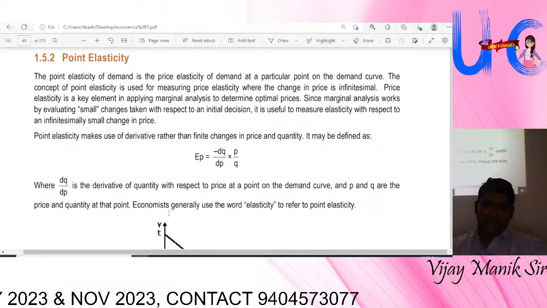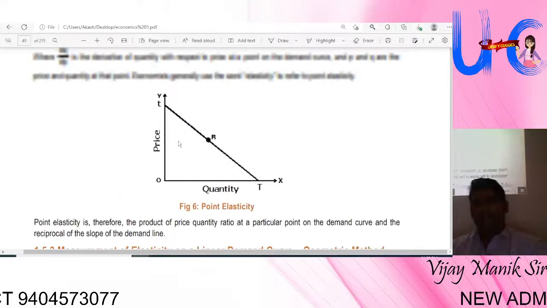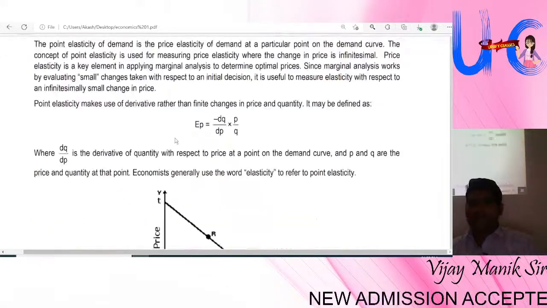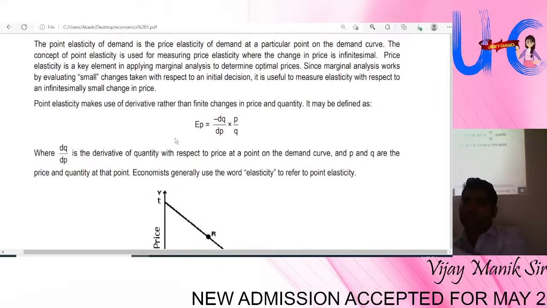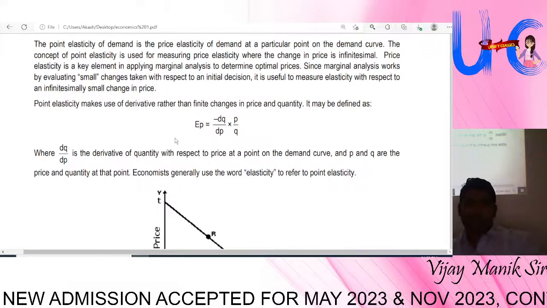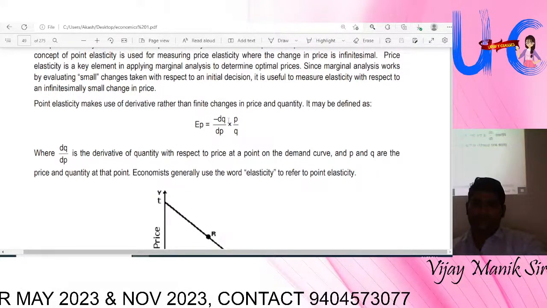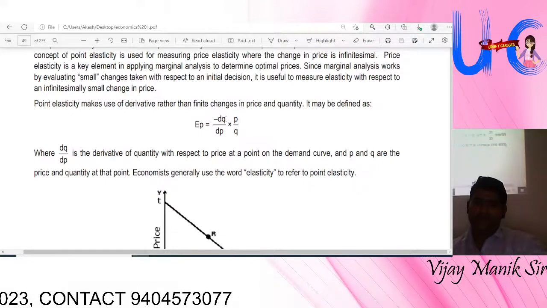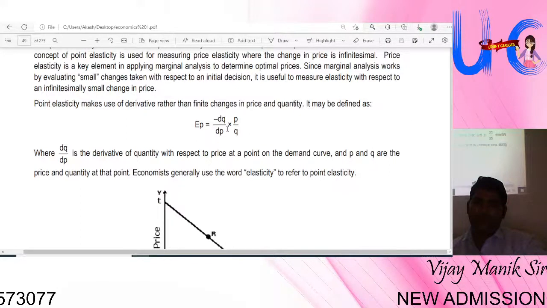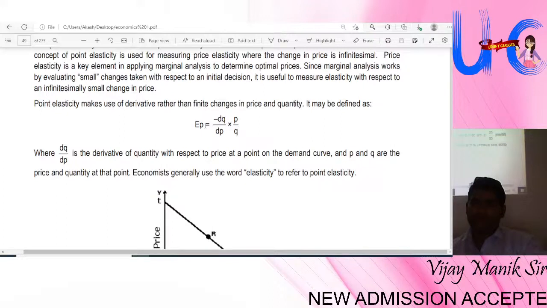Economists generally use the word elasticity to refer the point elasticity. What I have told you, the same thing is there. I will repeat. चलो हिंदी में बताता हूँ. माइनस डेरिवेटिव, क्वांटिटी का डेरिवेटिव है. derivative of quantity upon demanded price into price upon quantity.